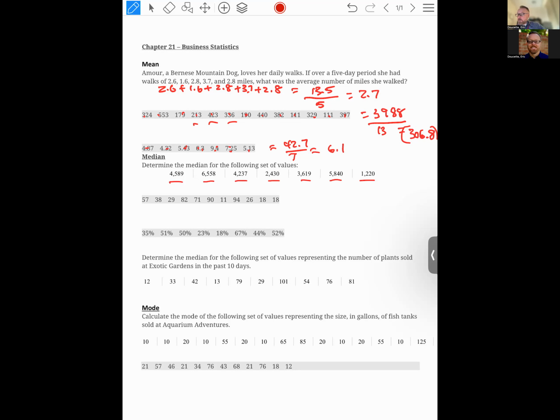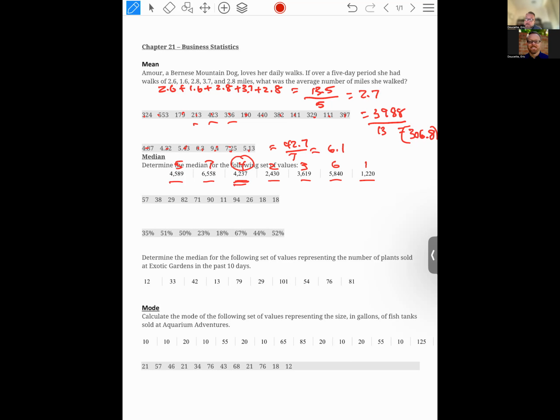So what I did was I started with the lowest number. This was 1. And then I went to the second lowest number, which is 2. Then I went to the third, 3, 4, 5, 6, 7, right? So there are 7 numbers. The middle number is going to be the number 4. You guys with me? So 4 is the middle number. It means that 4,237 is my median. So it's pretty much just putting them in order and finding the middle number.